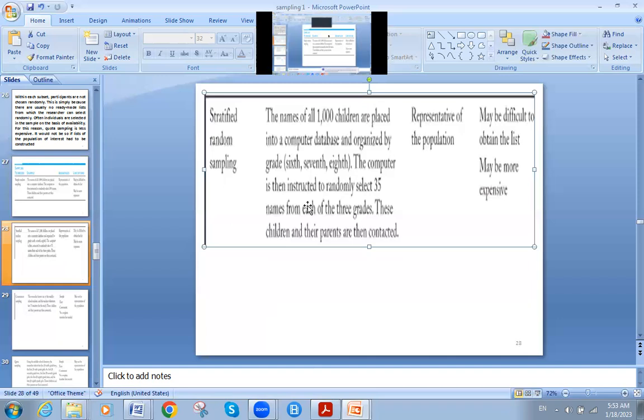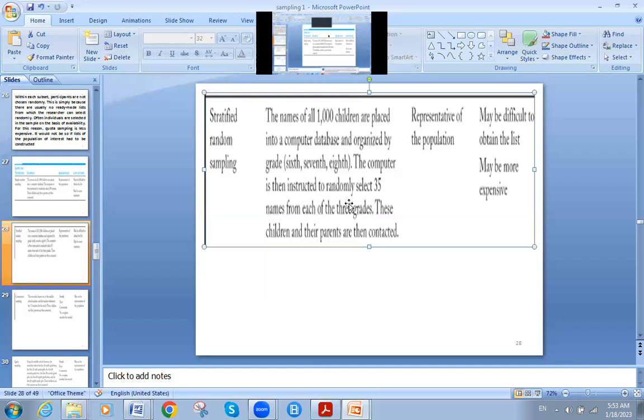The second type here is stratified random sampling. What is stratified random sampling? It's also a random sampling, but stratified into categories. Like here, the names of 1,000 children are placed into a computer database and organized by grade, for example, 6, 7, or 8. The computer is then instructed to randomly select 35 names from each of the three grades.